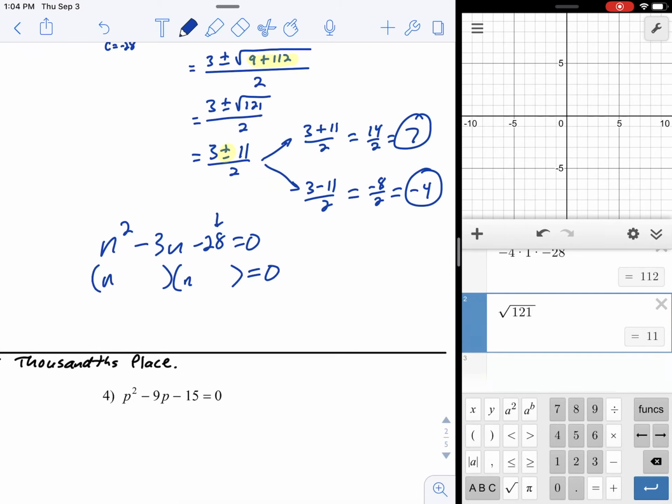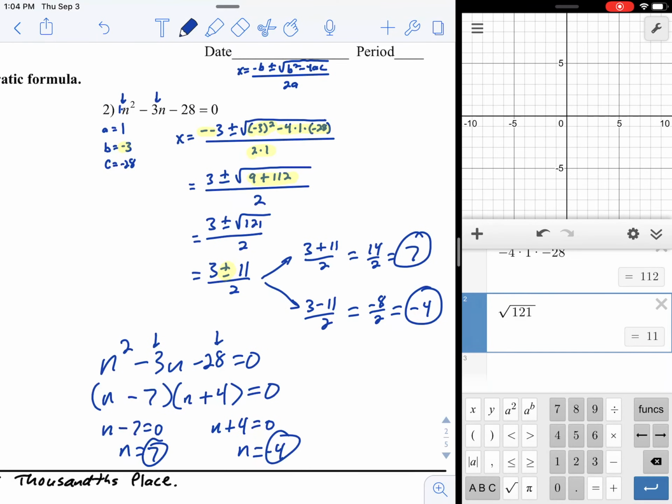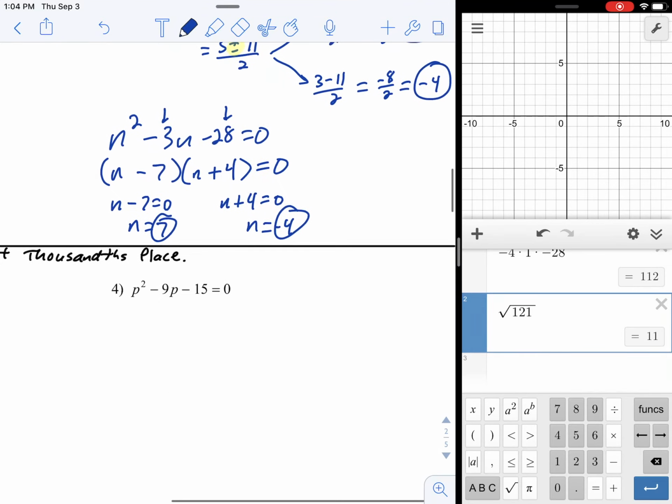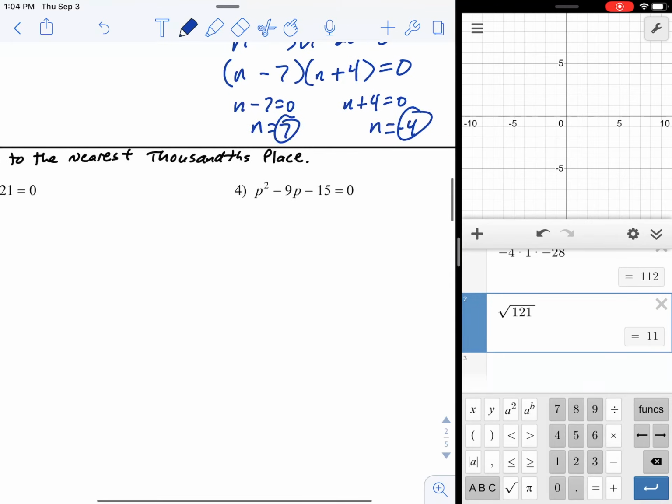2 numbers that multiply to negative 28 and add up to negative 3. That's going to be negative 7 times positive 4. And then when you set each one of these equal to 0, you get n equals 7. And then here subtract the 4 over, n equals negative 4. Same 2 answers. This one could have been done without the quadratic formula, just kind of illustrating the point here. For this assignment, that's the way we want to do it, though. Use the quadratic formula. Now, for numbers 3 and 4, round to the nearest thousandths place.